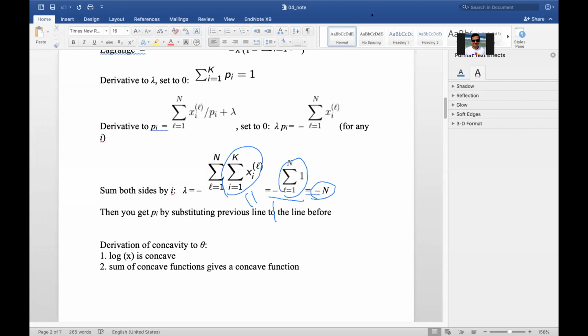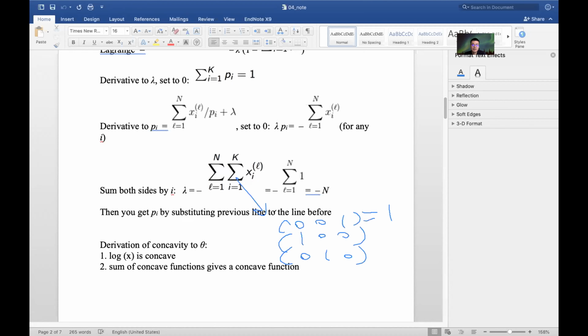I have a question. How is it that the sum of x_i over l is 1? Yeah, so x is the one-hot encoding, right? So this is 0, 0, 1, some are 1, 0, 0, some are 0, 1, 0. So if you sum them up, it could be 1.